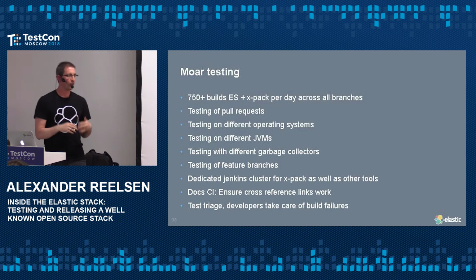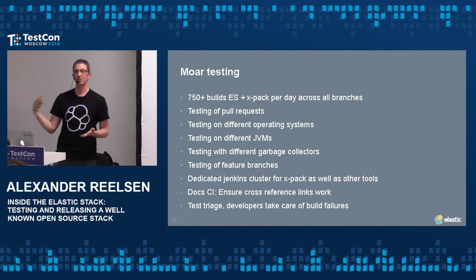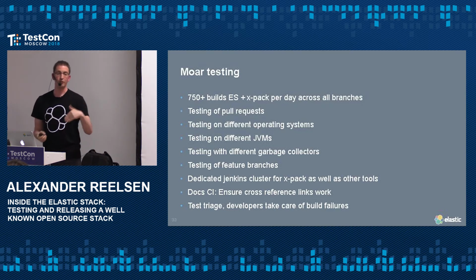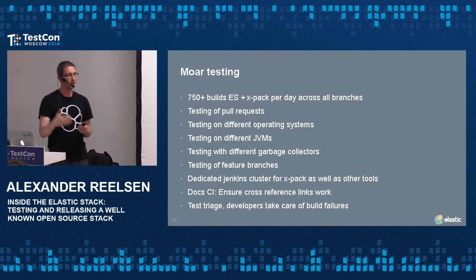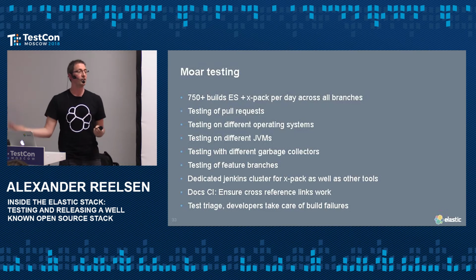And now you're asking yourself, how the hell do we manage that? And for all of the Elasticsearch stuff, we basically have something called test triage. Test triage means that every developer on the Elasticsearch team, every couple of weeks, basically has a dedicated day where he's basically just checking test failures.